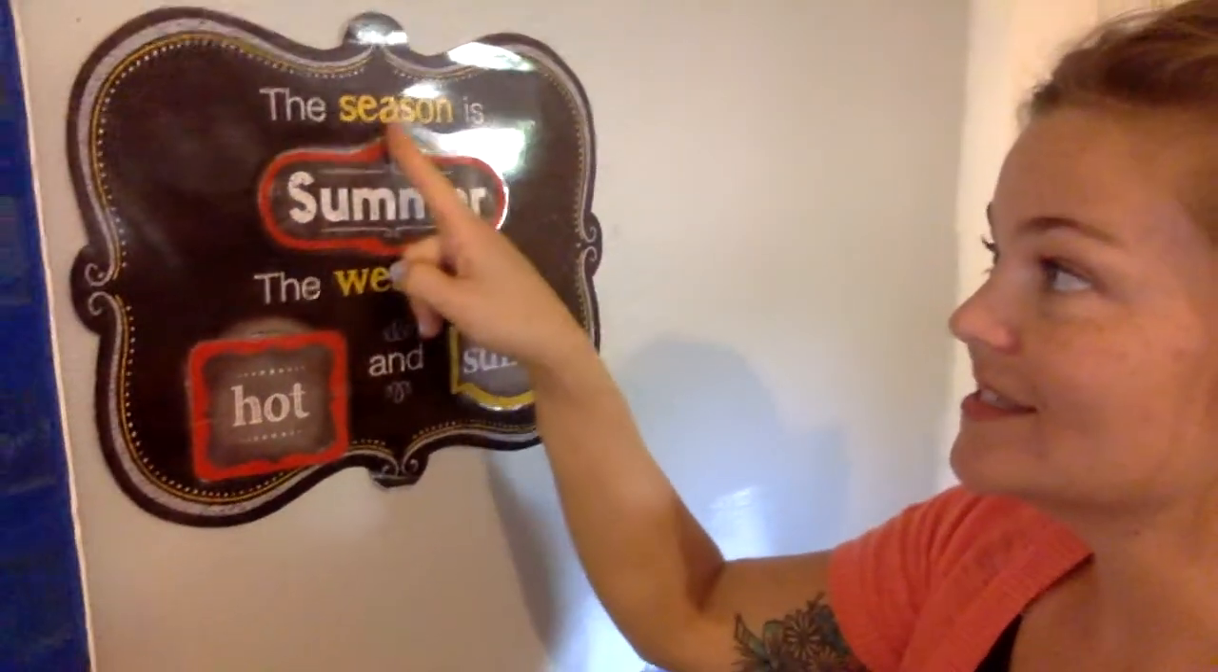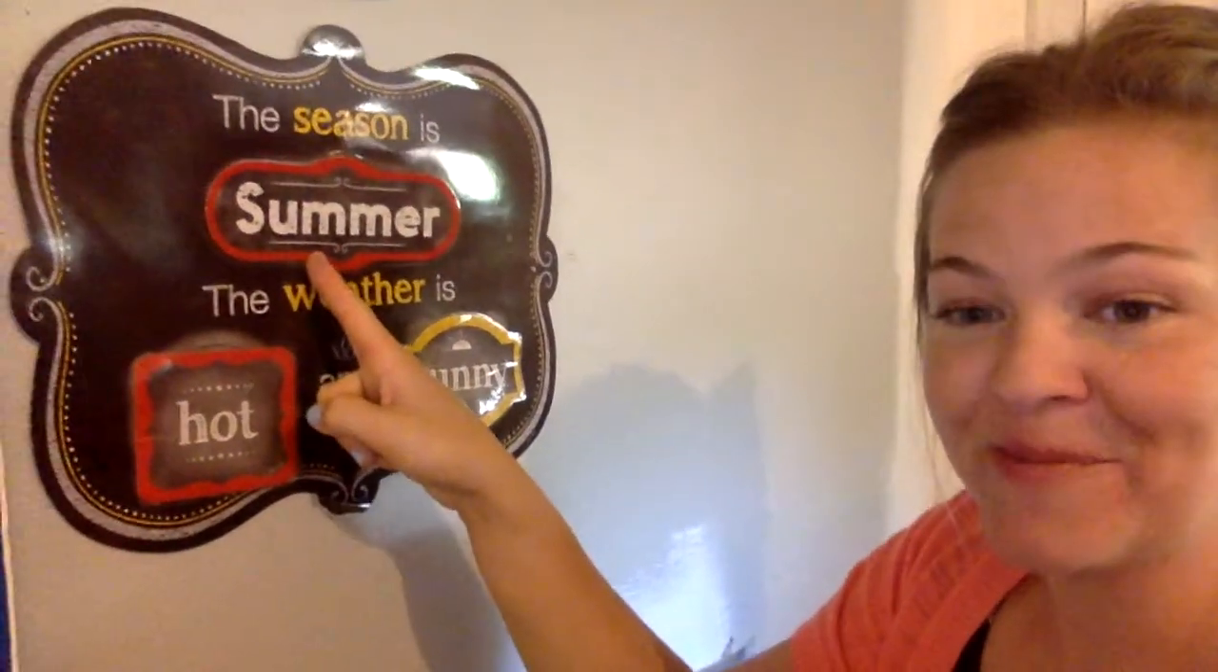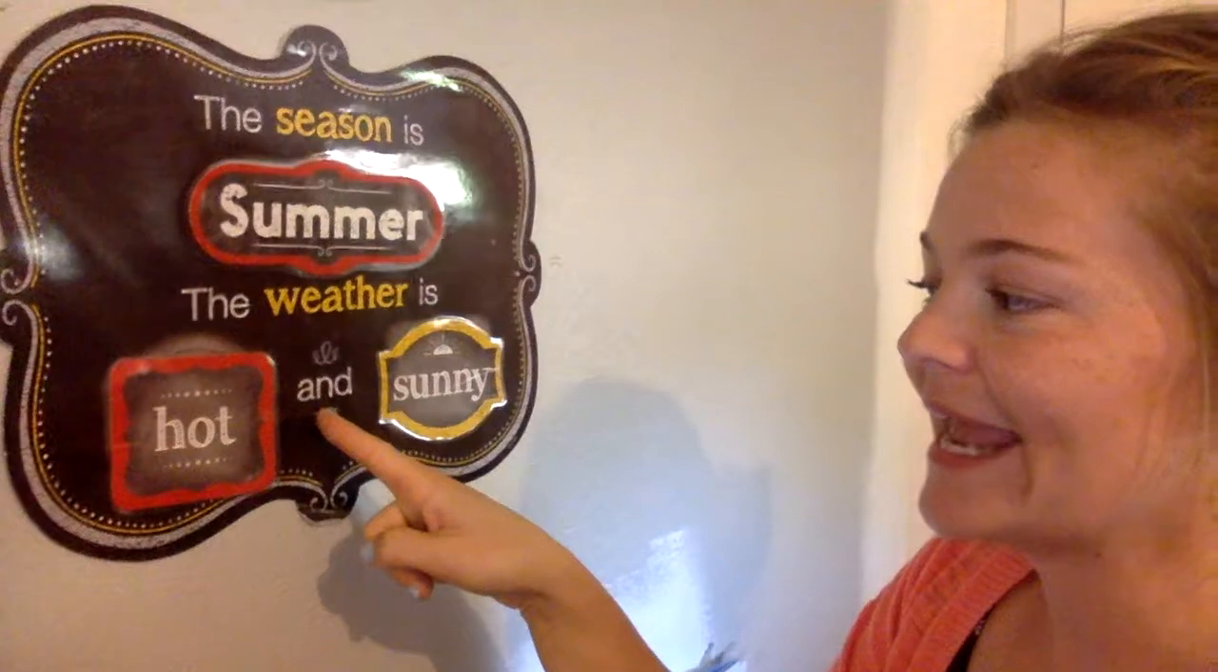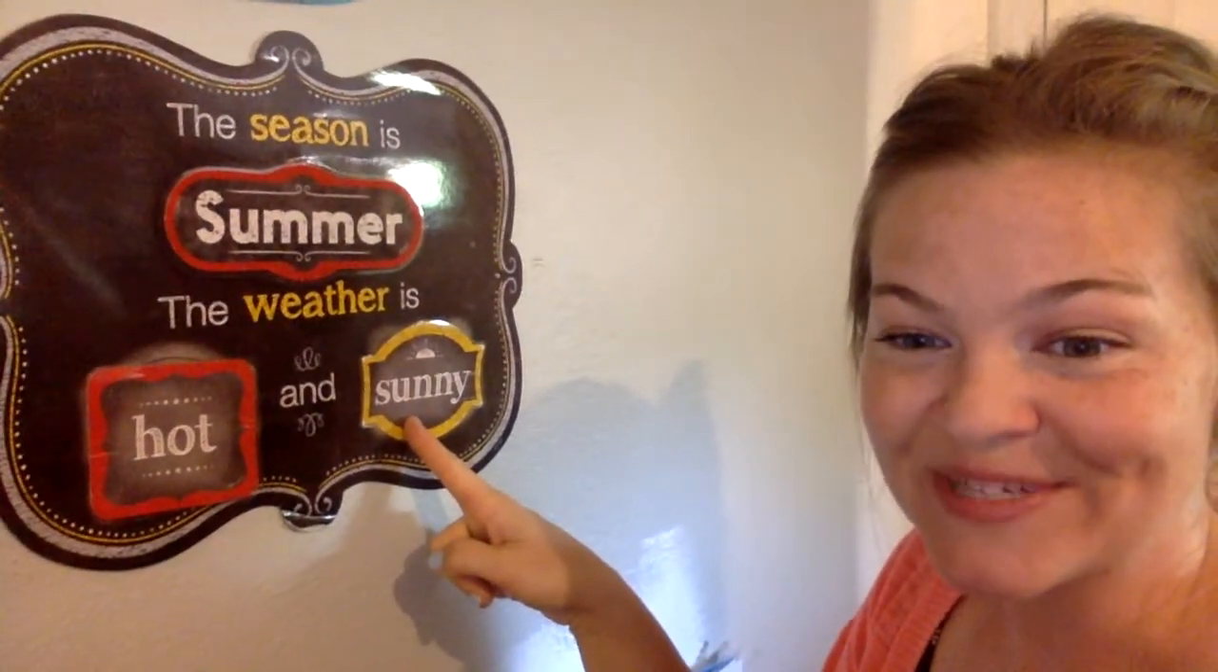Okay, let's start talking about our weather. We can start graphing, or not graphing, but tracking our weather. So we have the season is summer. The next season is going to be fall, and that'll be a little later in September, a little later this month, but it's still summer right now. The weather is hot and sunny. Lots of hot, sunny weather when it's summertime.